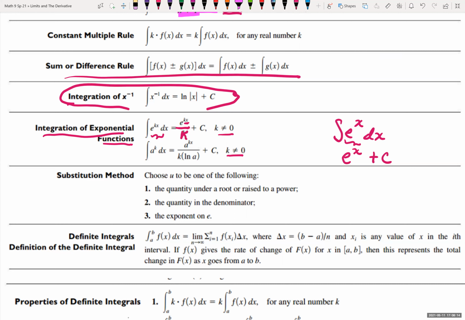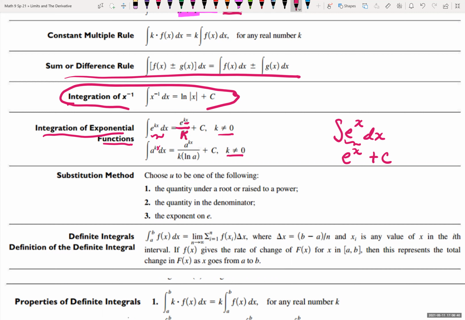If we are taking the antiderivative of a raised to kx dx, my guess is this is missing an x in here, then this is equal to a raised to the kx all over k natural log of a, and then plus c.